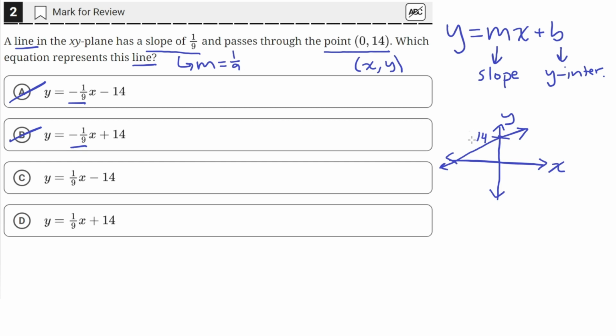So that means our y-intercept should be a value of positive 14. So the only answer choice that has a positive 14 as the y-intercept and a slope of 1/9 is answer choice D. So answer choice D is correct. Answer choice C is wrong because it says that the y-intercept is negative 14, which is incorrect since it passes through the point 0, 14, not 0, negative 14. So D is the correct answer.